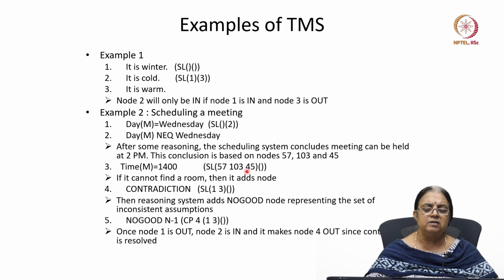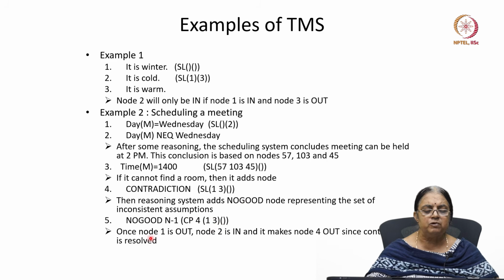So you find that these nodes have to be in, but suppose you find some of these nodes are not in, then you say contradiction 1 3. So you find that 1 3 has a contradiction. When you have 1 3 having a contradiction, then the system adds a no good node, representing the set of inconsistent assumptions.